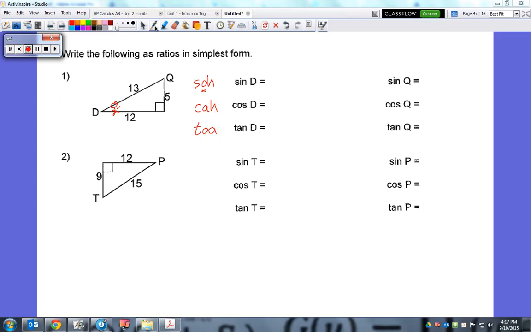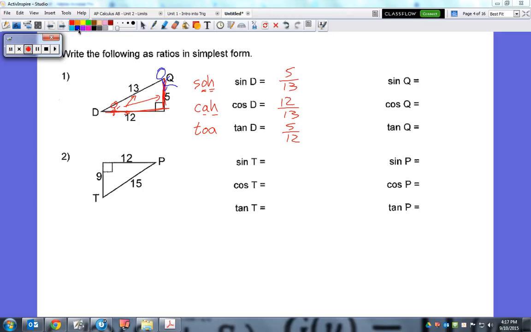So it's going to be the opposite over the hypotenuse, which is 5 over 13. The cosine is adjacent over hypotenuse, which in this case will be 12 over 13. And then the tangent is going to be the opposite over the adjacent. The opposite is 5, the adjacent is 12. So 5 over 12. Now let's look at Q.